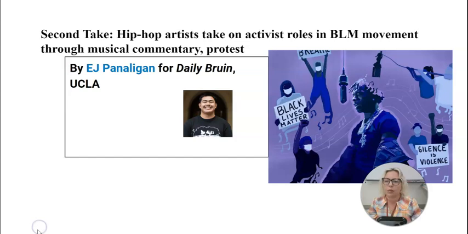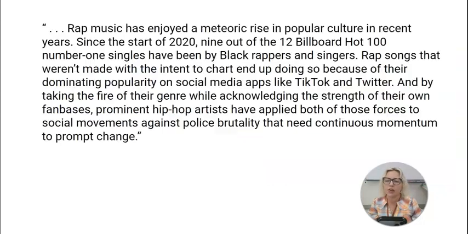The article was published in June of 2020. And in the article, he says that rap music has enjoyed a meteoric rise in popular culture in recent years. Since the start of 2020, 9 out of the 12 Billboard Hot 100 #1 singles have been by Black rappers and singers. Rap songs that weren't made with the intent to chart end up doing so because of their dominating popularity on social media apps like TikTok and Twitter.